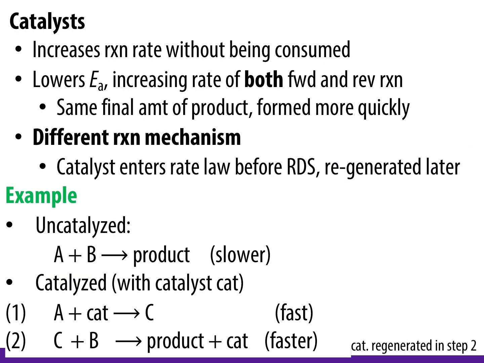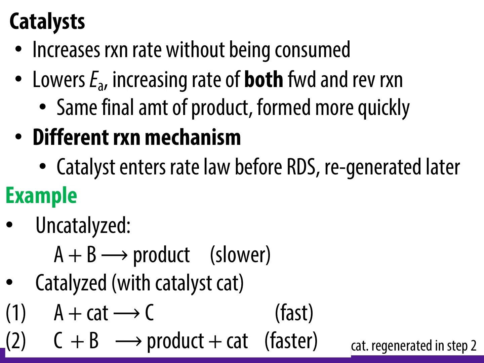Okay, the last set of information on this reaction mechanism content is about catalysts. So in simple collision theory, we talked about catalysts and their properties. They increase the rate of reaction without being consumed. The way they do that is by lowering the activation energy, which is increasing the rate of both the forward and reverse reaction. We don't ever change the product that we get, we just form it more quickly. And therefore we have sort of a different reaction mechanism. The catalyst will enter the rate law before the rate determining step and then get regenerated later.